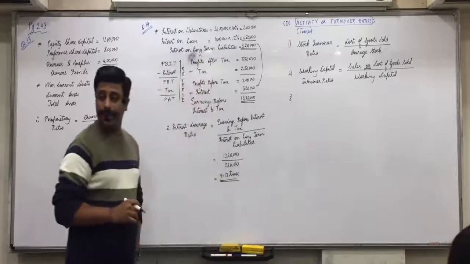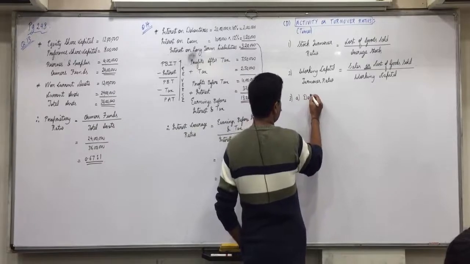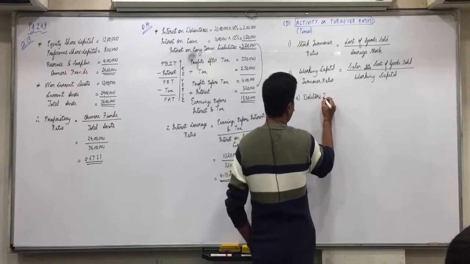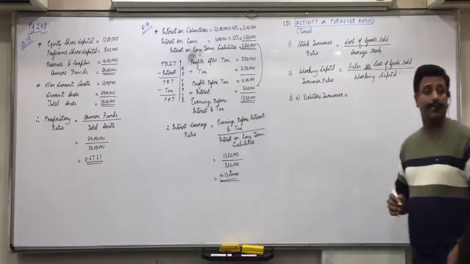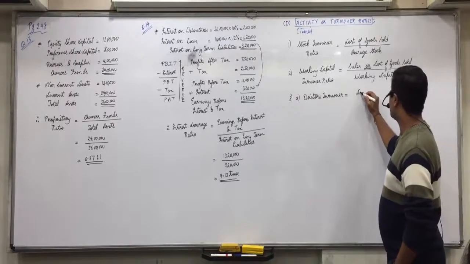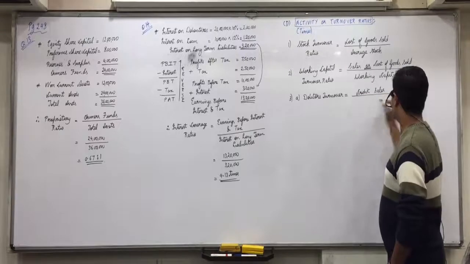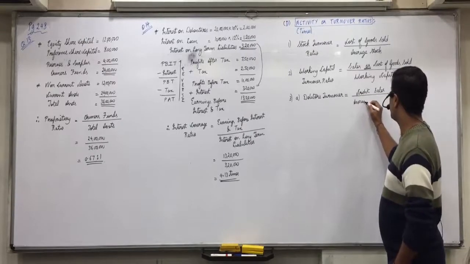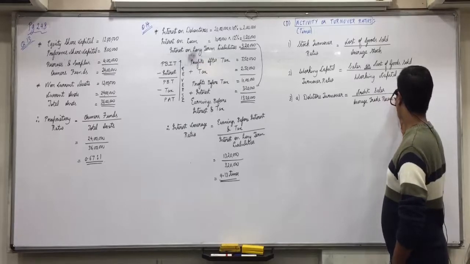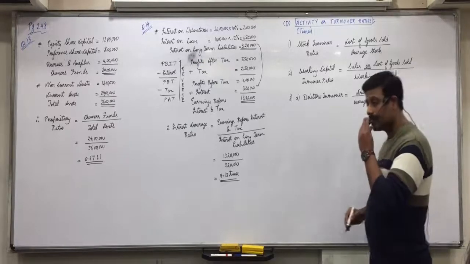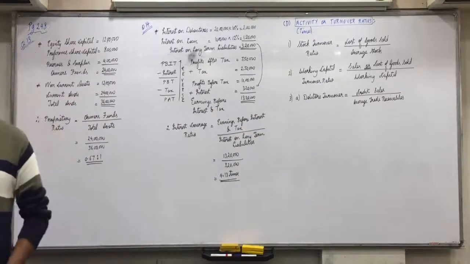Any confusion in this? Debtors turnover, 3A. Mark it as 3A. Debtors turnover. Which variable of sales? Credit sales, divided by average trade receivables. Understood this? Now be attentive.